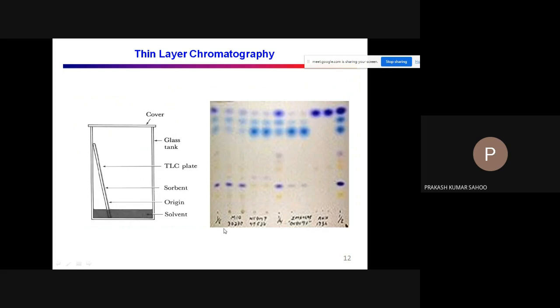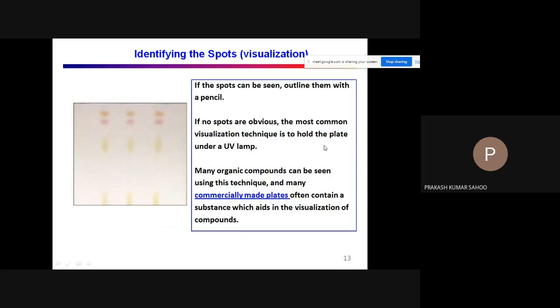Just see, this line is known as the origin. So this is the origin part that is just above your bottom line, and at this origin, the different samples are placed with the help of a capillary tube. If we place this paper in the chromatogram chamber with the required solvent, we will have different components at different heights. This is thin layer chromatography.